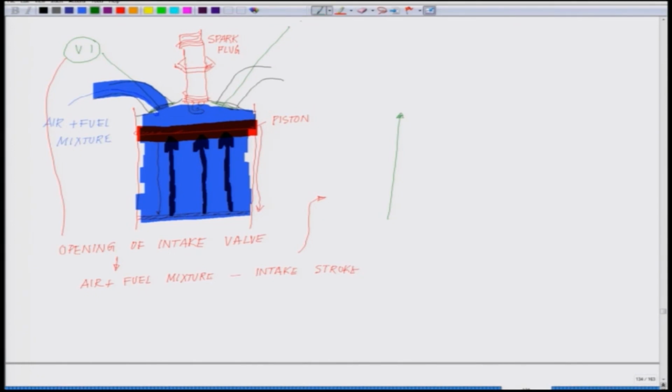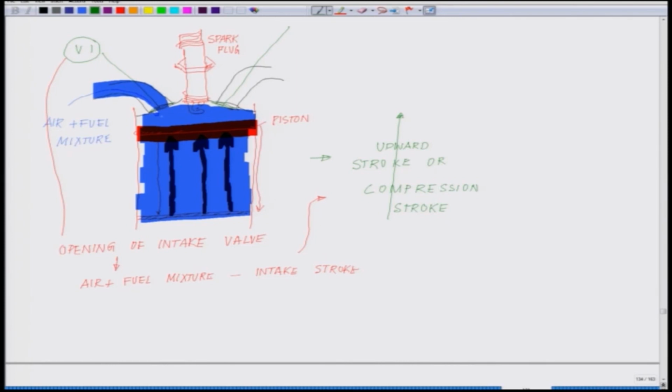This is called your second step, which is followed by the upward stroke or compression stroke. It is also called the compression stroke because you are compressing the gas, compressing the mixture, or the fuel. This is step 2 where you are doing the compression stroke.